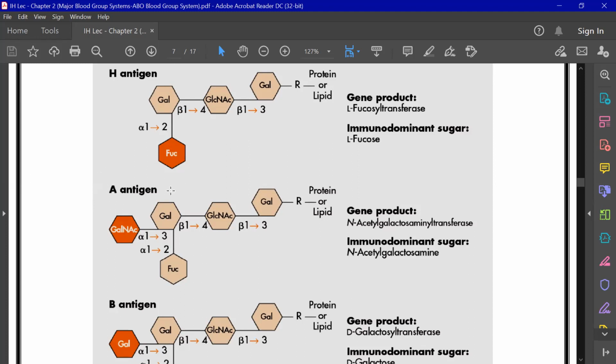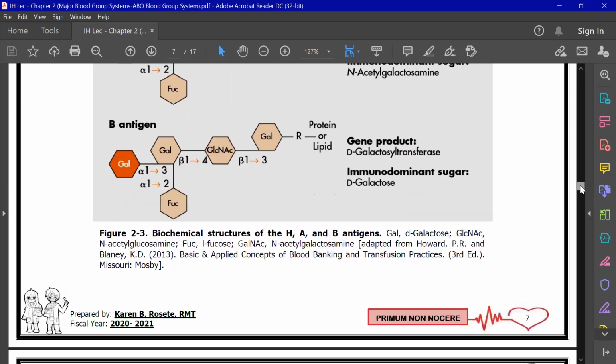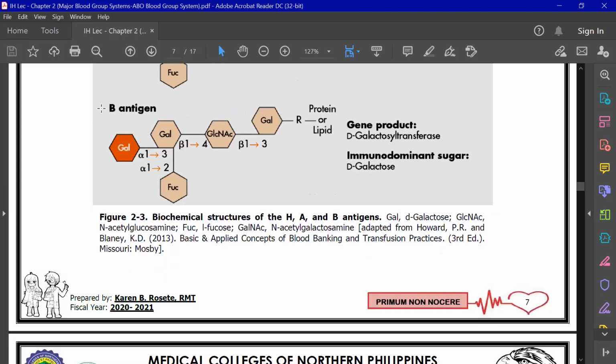Okay, so in the formation of your A antigen, we have the inheritance of your ABO gene, specifically your A gene or your A allele. Yun lang yung gusto kong idagdag doon. And in the formation of your B antigen, we have the inheritance of your ABO gene, specifically your B gene. Okay, so the B gene now elicits the production of the protein called D-galactosyl transferase.